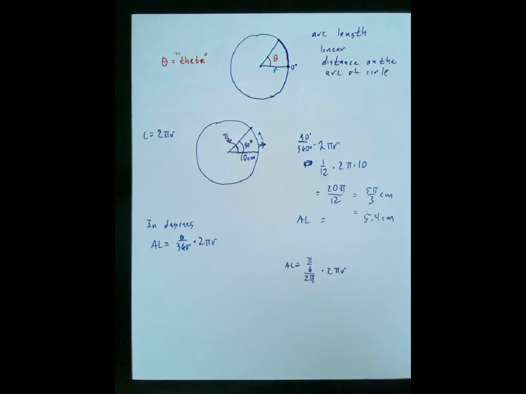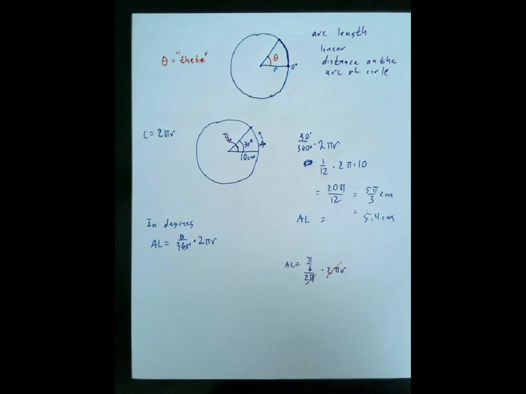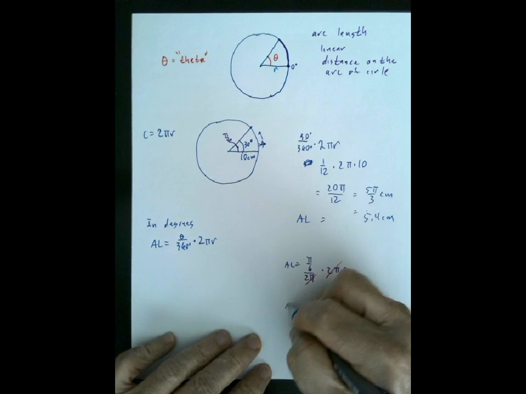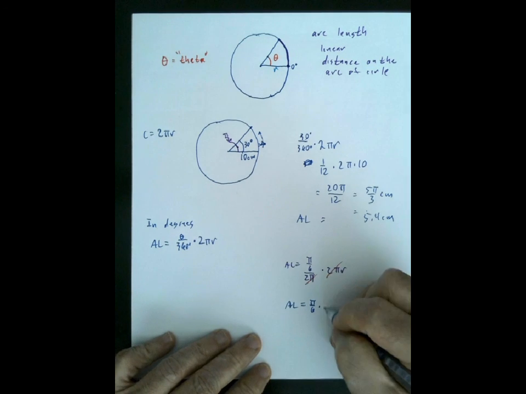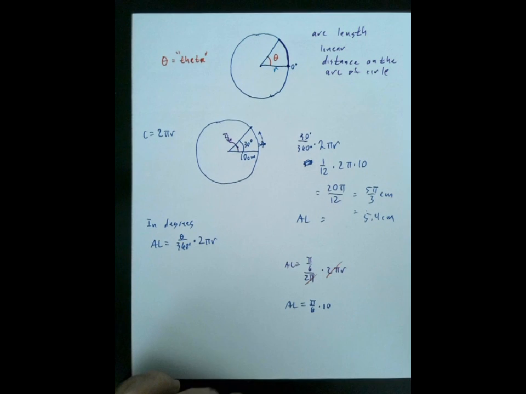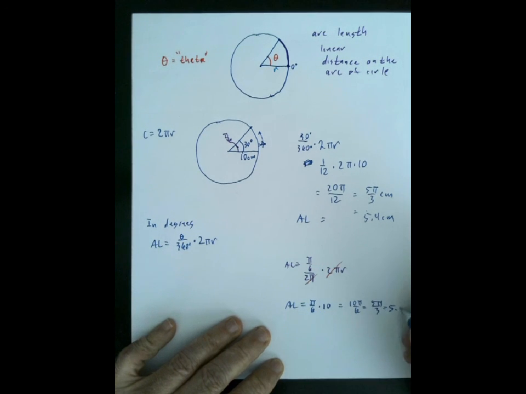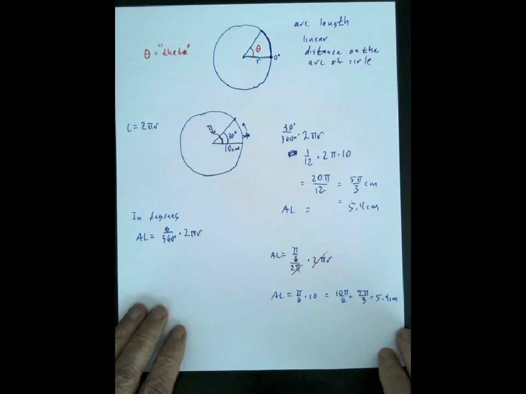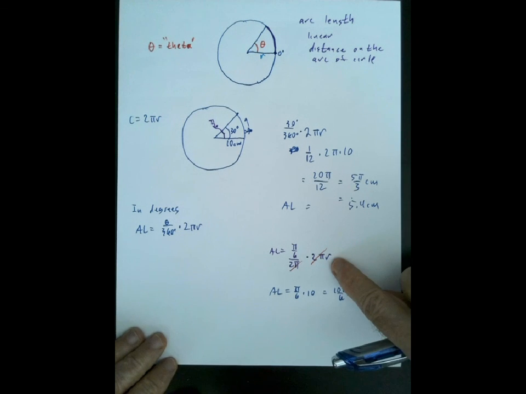Well, notice something convenient happens there. Do you notice that the 2 pi cancels out? So the arc length would just be pi over 6 times r, the radius, which is 10. Well, that's 10 pi over 6, which is still 5 pi over 3, which is still about 5.24 centimeters. So either way, we end up with the same answer. But this formula was a lot simpler because the 2 pi canceled out.